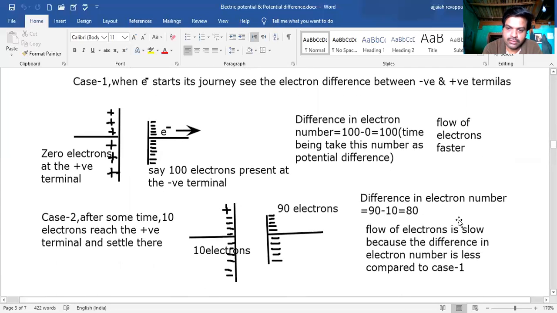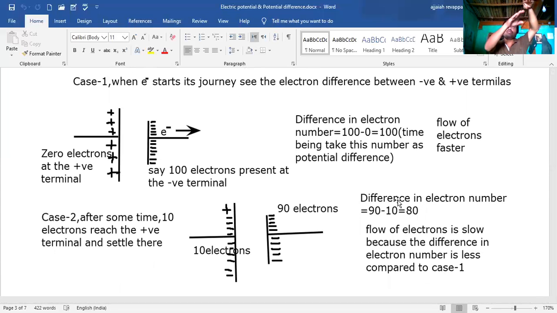Okay. So now, because the difference in electron number is less by 20, the electrons' speed from negative terminal to positive terminal becomes less. Now it means current becomes less. So as the potential difference becomes less, the current also becomes less. As you know, in two tanks, if the water level difference is more, the water flows from one tank to another tank with greater speed. If the difference in water level is less, the speed of water flow is less, the same way.